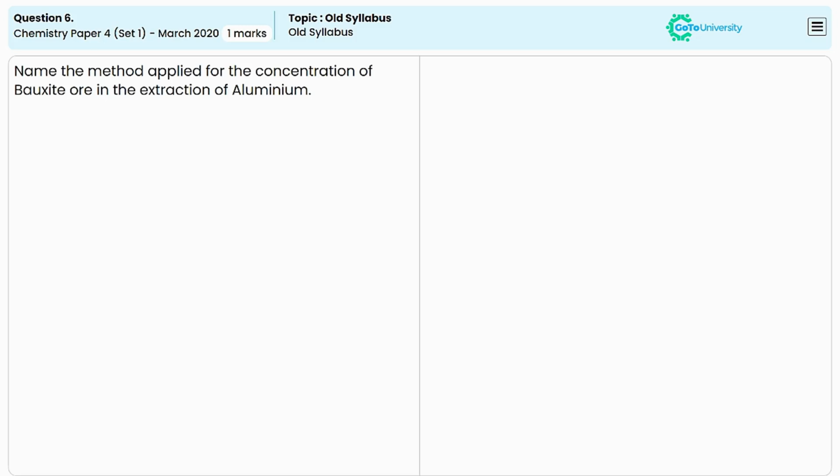Here the question is to name the method applied for the concentration of bauxite ore in the extraction of aluminium. The method is Bayer process. The Bayer process is an industrial method used to purify bauxite ore to obtain aluminium oxide or alumina, which is the raw material needed for aluminium extraction.